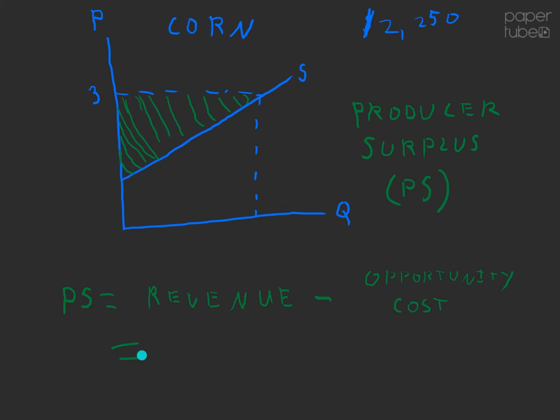And while the producer surplus is not exactly equal to profit, we can kind of think of it as a way of approximating what the profit is from participating in this market, from selling or being a producer or supplying corn when the price is $3.